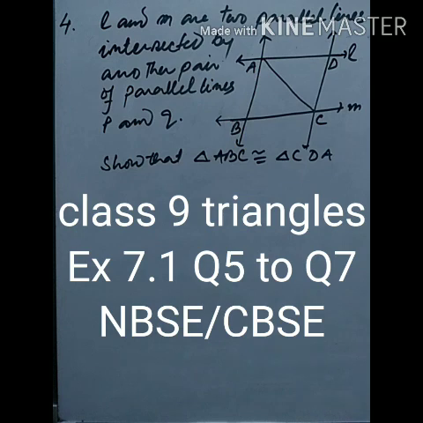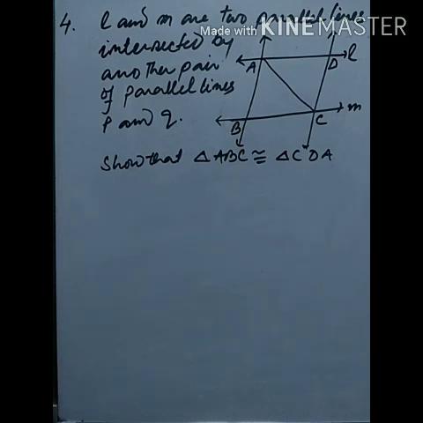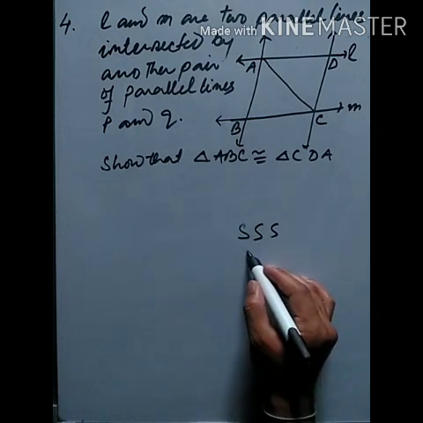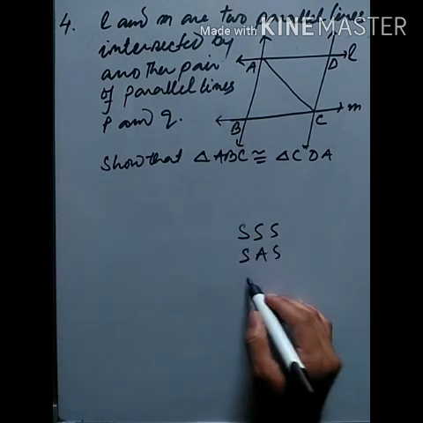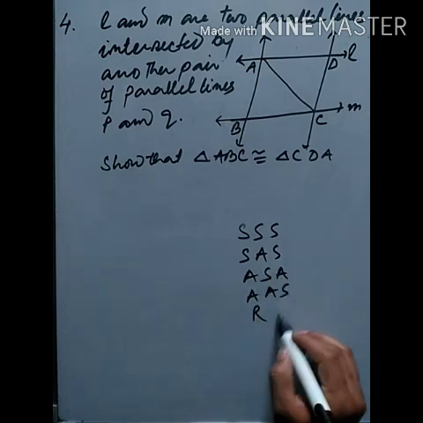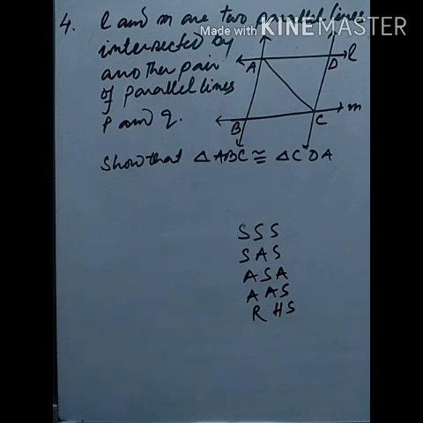This is exercise 7.1. Before we start the class, let me remind you all the conditions of the congruency of triangles. Sufficient conditions: we have side, side, side; side, angle, side; angle, side, angle; angle, angle, side; and right angle, hypotenuse, side. If any one of these conditions is satisfied, then we can prove that the triangles are congruent.